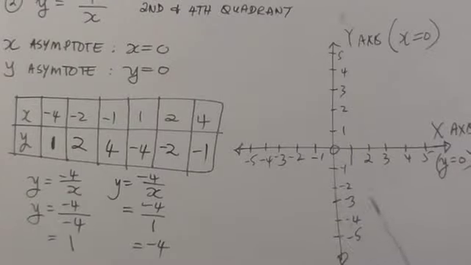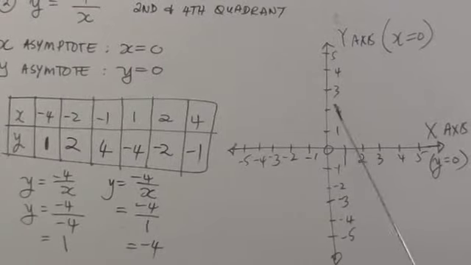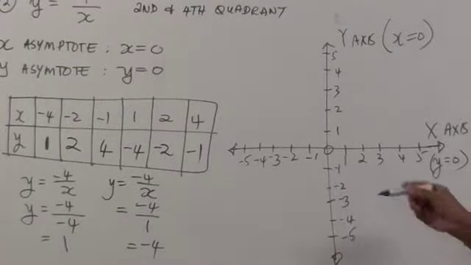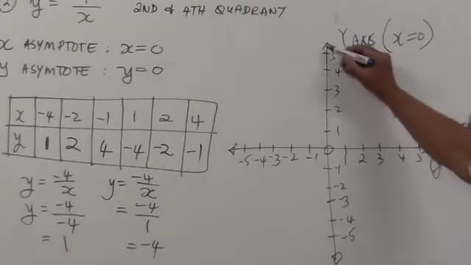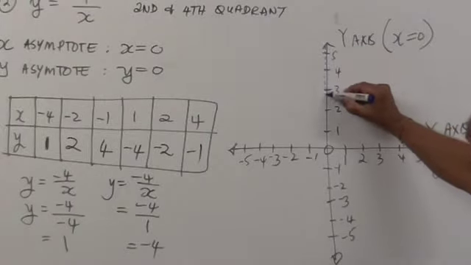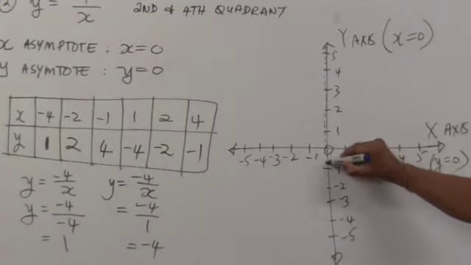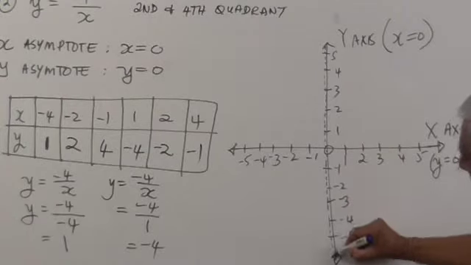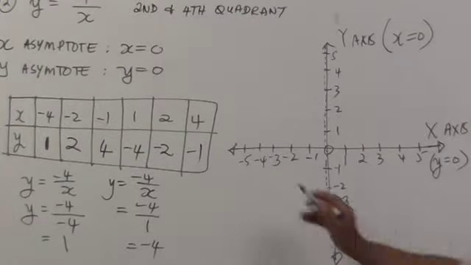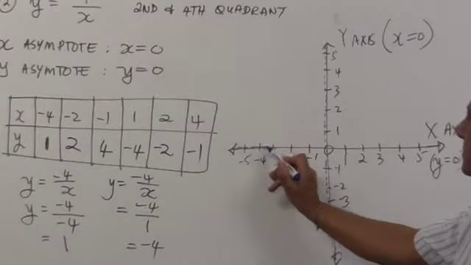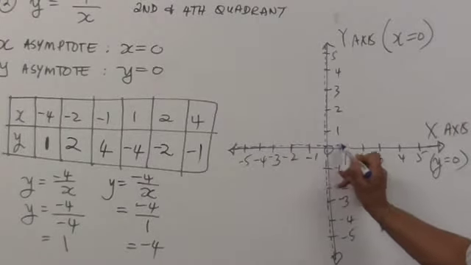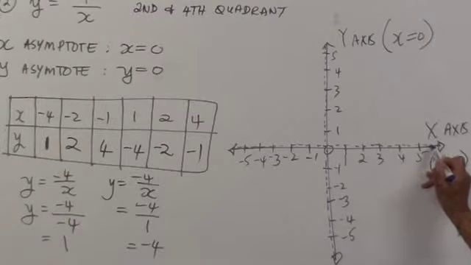Now, the right way to draw this graph is always to do the asymptotes first. So the asymptote is x is equal to 0. So there's the asymptote. Next asymptote, y is equal to 0. Right, we've done that too. Now we plot the points.